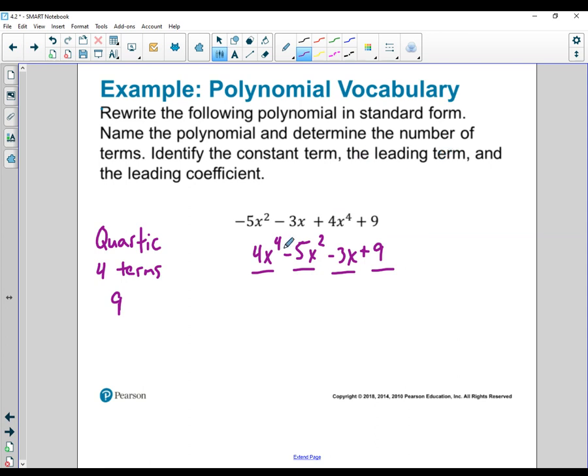The leading term, the whole term is 4x to the fourth. Right? That's the whole term. And the leading coefficient is just then 4. Right? Because that's the one in front. I'm going to see with ones like this, I'm going to see a bunch of -5 and -5x squared for the leading. But remember, you have to put it in standard form first. I'll leave that one up there for a little bit.